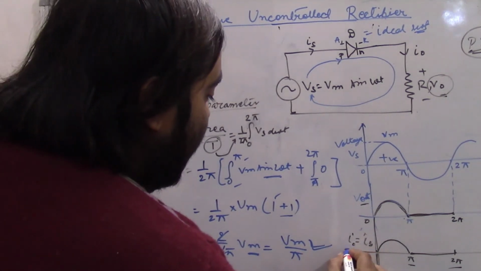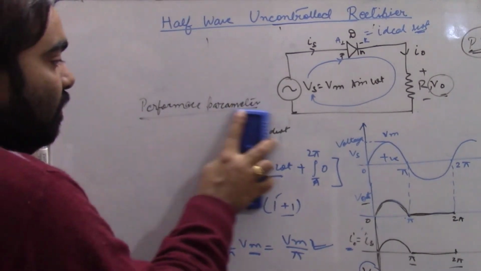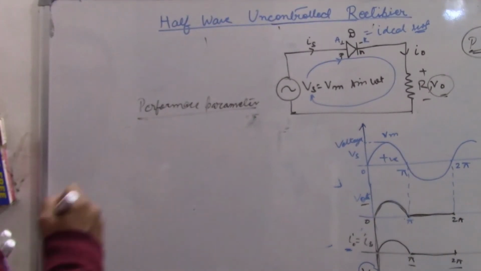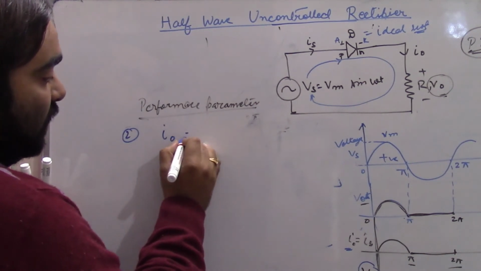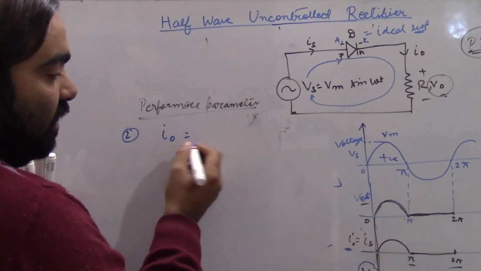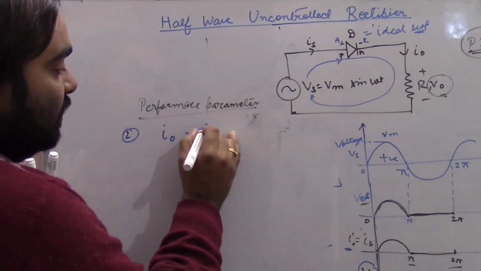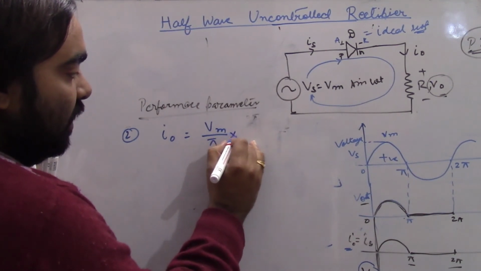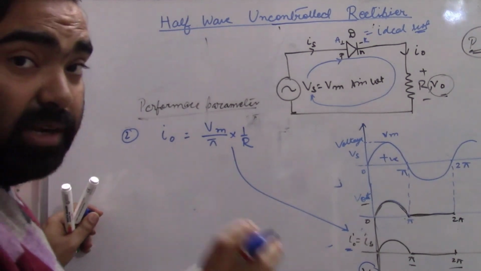This is the important result in this rectifier. And what is the value of I naught? The second performance parameter is the value of I naught. The average output voltage is equal to area by time period. Since we know the voltage and the resistive load R is given, this value is Vm by pi into 1 by R, and this is the value of I naught. This is the second performance parameter.